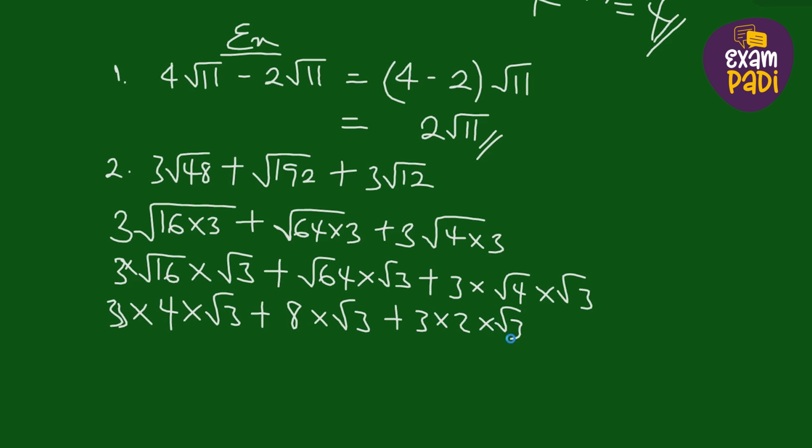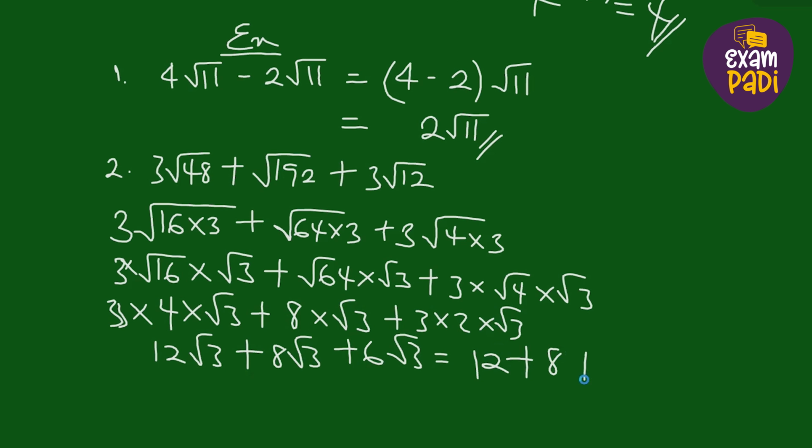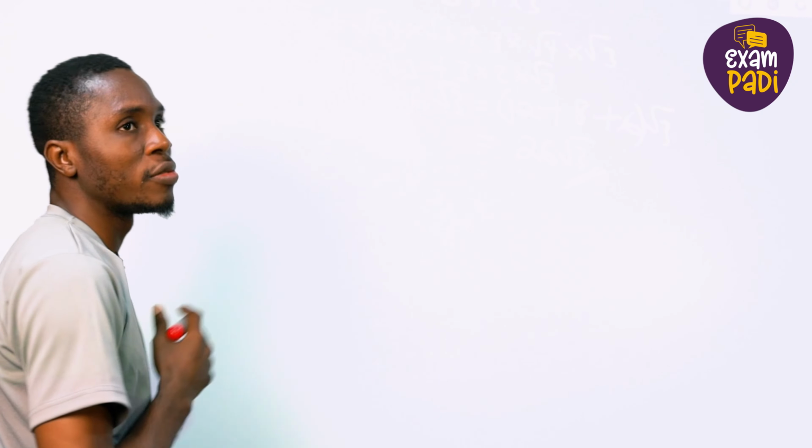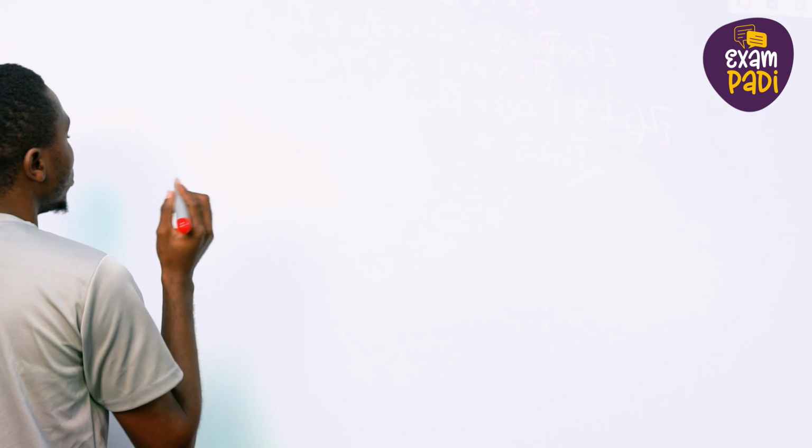Here we have 12 root 3 plus 8 root 3 plus 6 root 3. Since they all have the same root, I can add them together. 12 plus 8 plus 6, root 3. 12 plus 8 plus 6 would give us 26. So we have 26 root 3. This is the answer. Let's take the third example, which is the combination of addition and subtraction of surds.